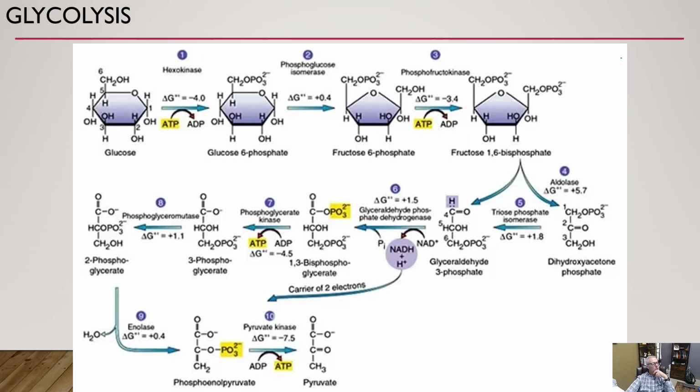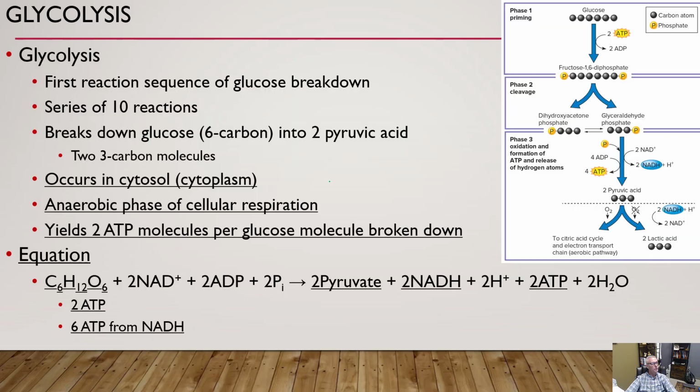So if we want to look at glycolysis, here it is. When I went through AMP, we had to memorize this. We had to memorize glucose, glucose 6-phosphate, fructose 6-phosphate, fructose 1,6-phosphate. We had to memorize hexokinase. We had to memorize all of this. So just be glad that you don't have to.